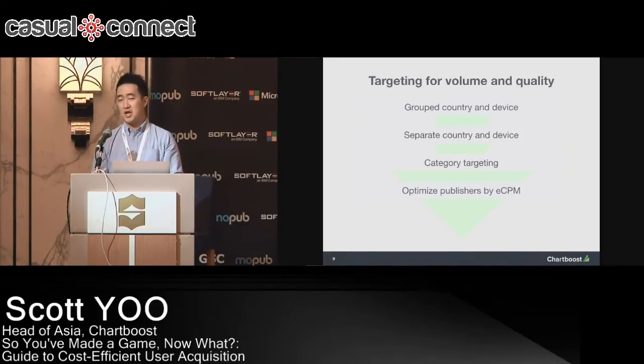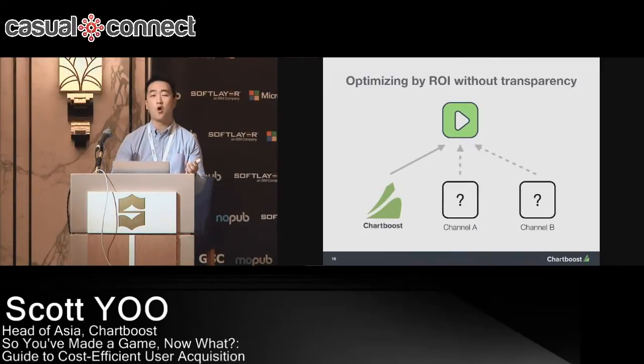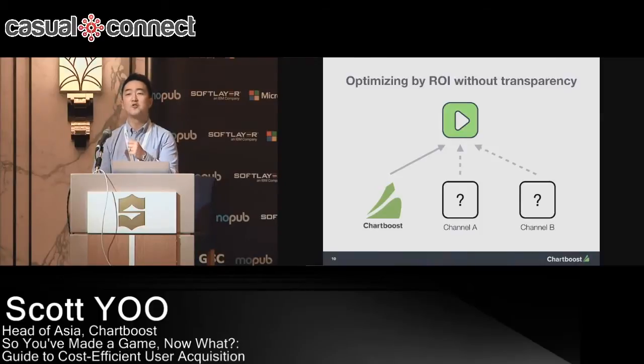And all user acquisition channels are optimizing publishers by eCPM. What that means is they're optimizing your campaigns based on volume. But that is also changing. Now, you should be optimizing all your paid user acquisition campaigns by ROI. How can you optimize based on ROI without transparency? That is a question you should be asking. Talk to any user acquisition partner out there. You need to ask yourselves, what kind of data are they providing you so that you can optimize those campaigns?